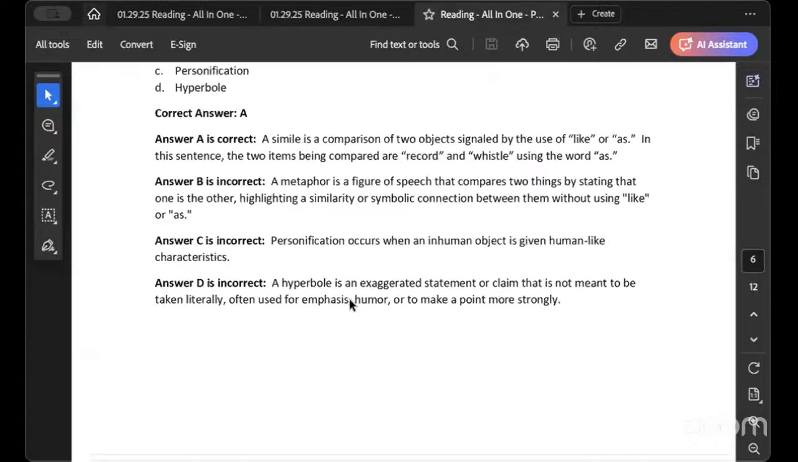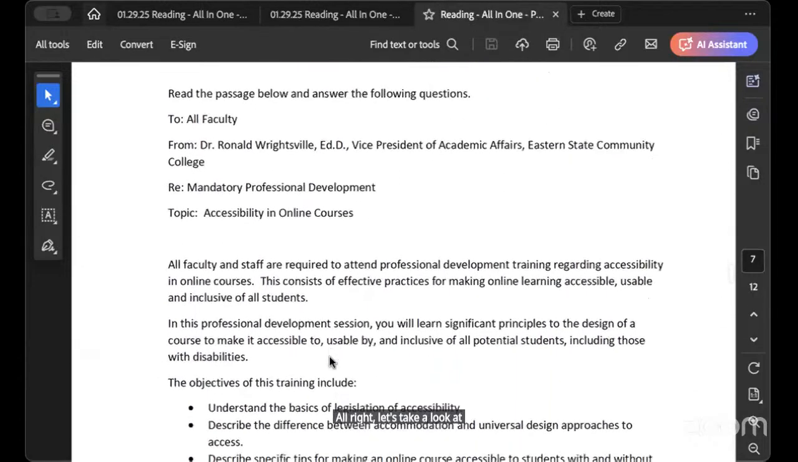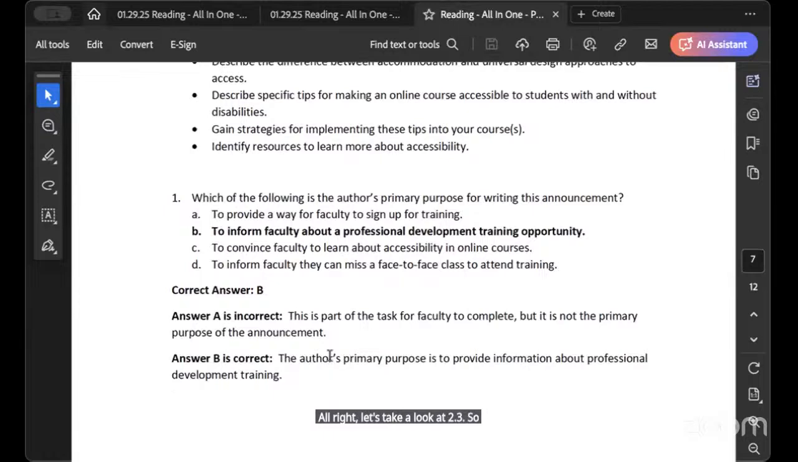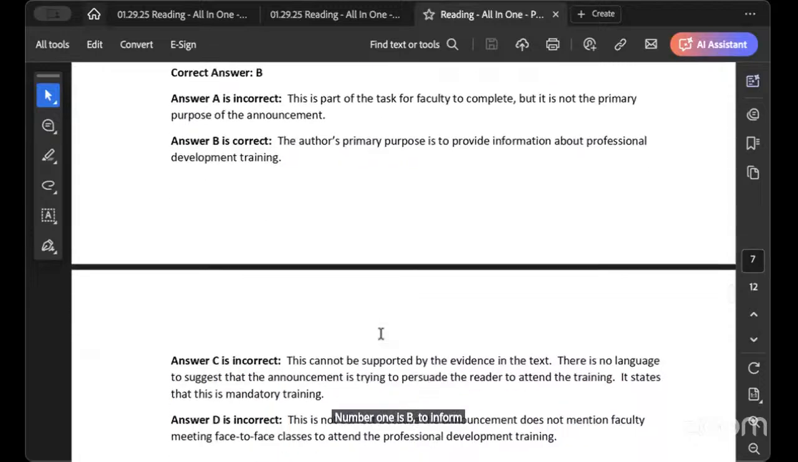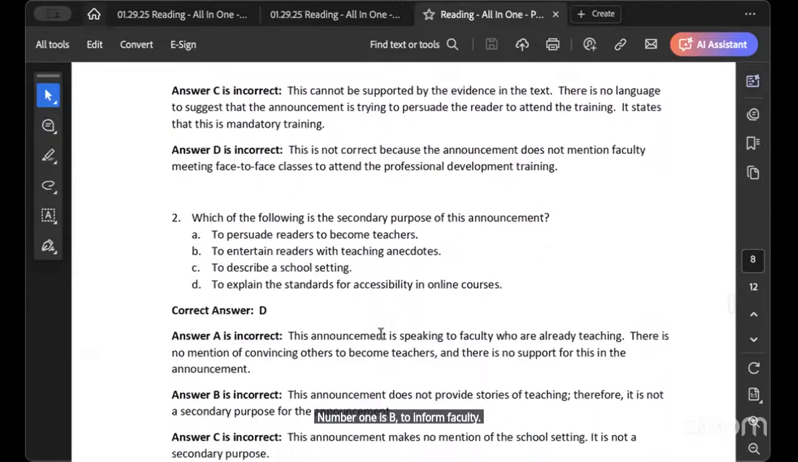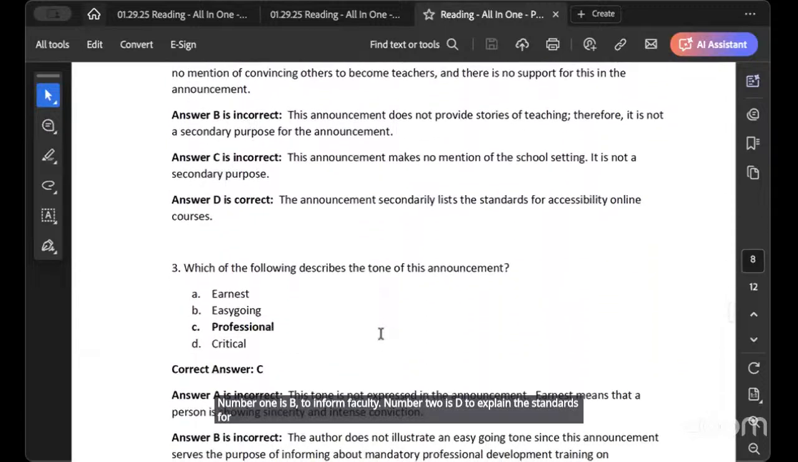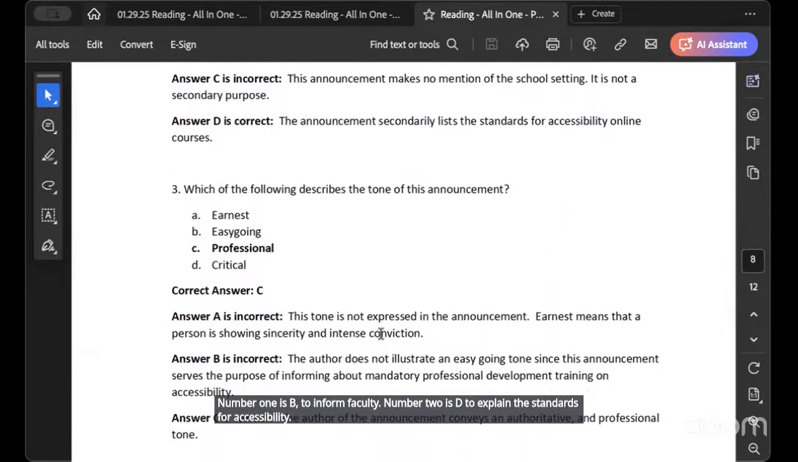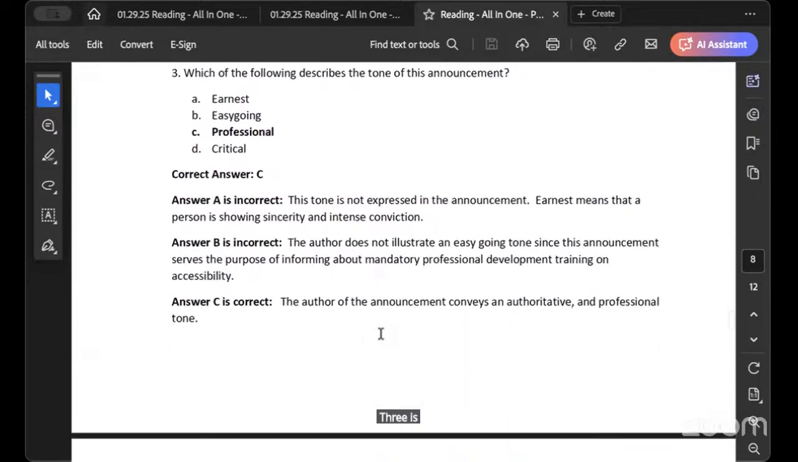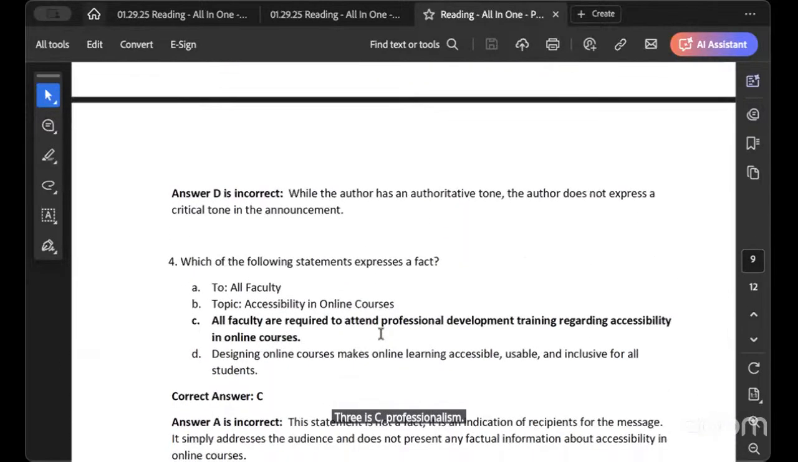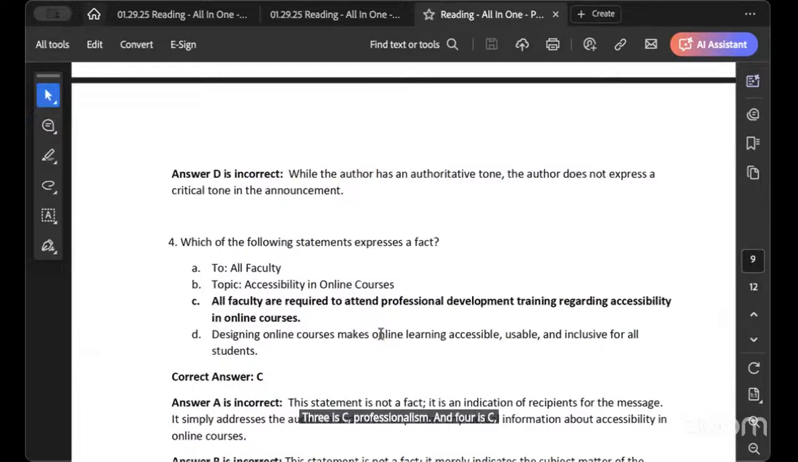All right, let's take a look at 2.3. So you read this lovely memo. Number 1 is B, to inform faculty. Number 2 is D, to explain the standards for accessibility. 3 is C, professionalism. And 4 is C, all faculty are required to attend. Any questions on any of those?